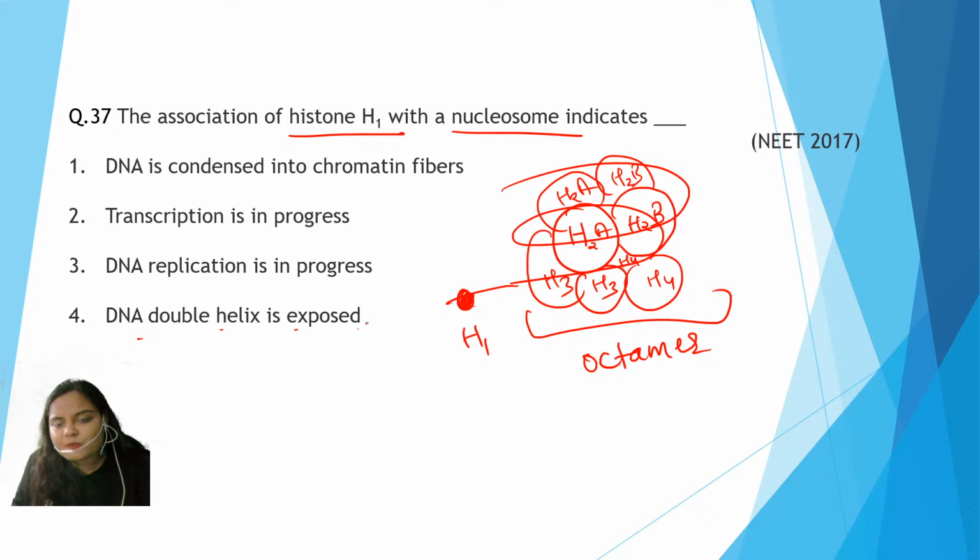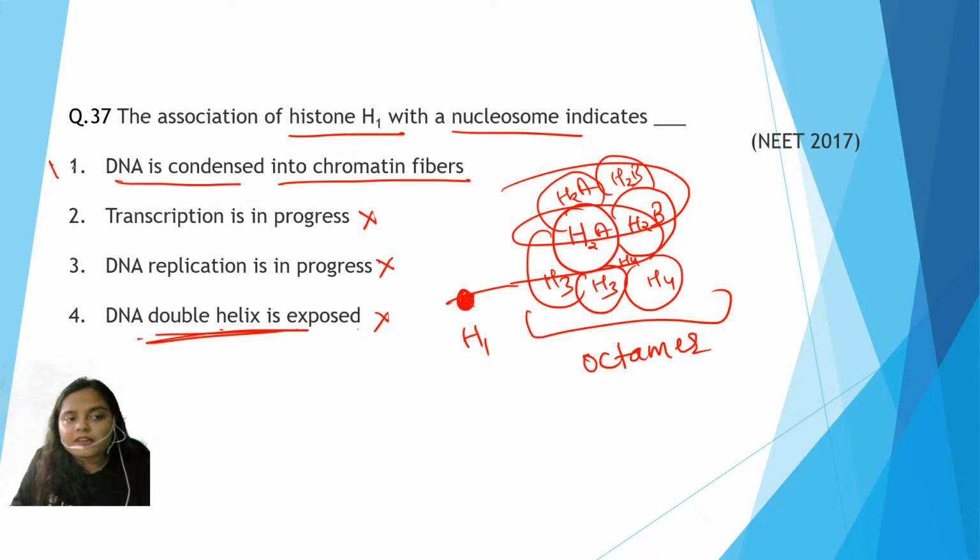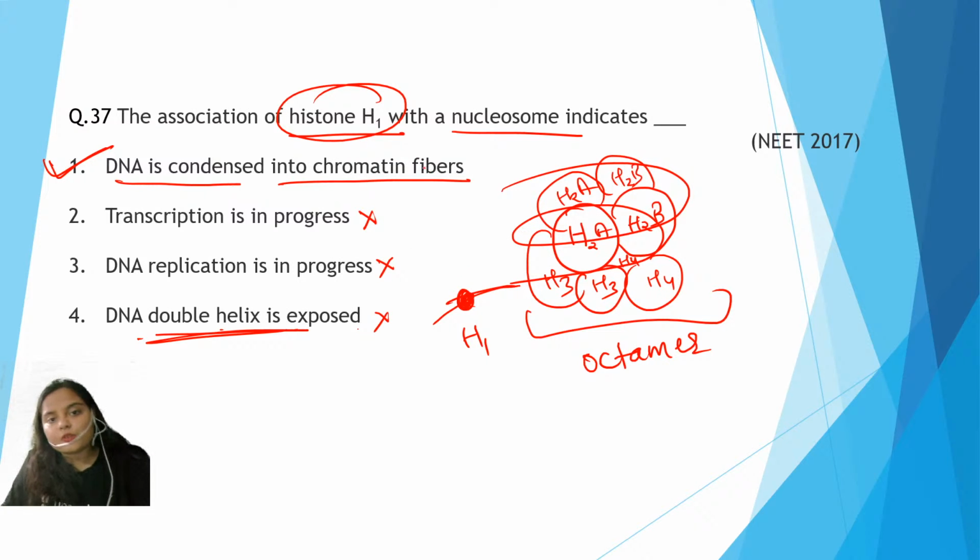DNA double helix is exposed. How is this association helping us in this part? No, this is not correct. DNA replication is in progress. No. Transcription is in progress. No. DNA is condensed into the chromatin fiber is the right option because it is associated with the H1 histone. Remember, chromatin fiber is the example of nucleoprotein, one of the categories of the conjugated protein where the prosthetic group was the nucleic acid, right? So first option is the right option.